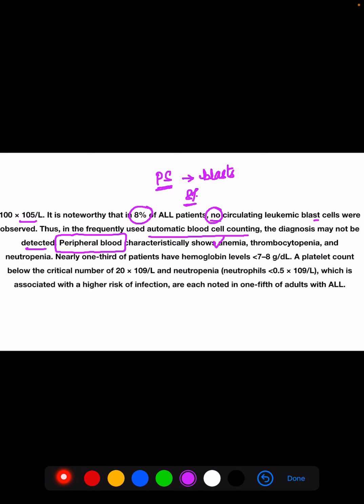In this we can see anemia, thrombocytopenia and neutropenia. And apart from this, we can also see the blast on a peripheral smear. Nearly one third of the patients have low hemoglobin levels because the cells are infiltrating the bone marrow. So what happens to the hemoglobin levels? They'll be in the lower range. Platelet counts also will be low, around 20,000, and there is neutropenia. Neutrophils will be less than 500. Neutrophils are generally required for counteracting infection, but if there are low neutrophils, there is a higher risk of infection.